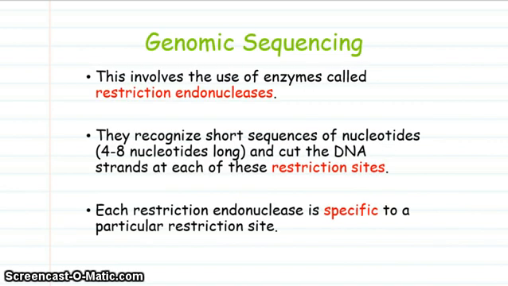If we firstly have a look at genomic sequencing, it involves enzymes called restriction endonucleases, and these identify within the DNA strands restriction sites. These are very short sequences of nucleotides, about 4 to 8 nucleotides long, and they will cut the DNA strand at that point. And of course, just like any other enzyme, restriction endonucleases are specific to a particular restriction site.